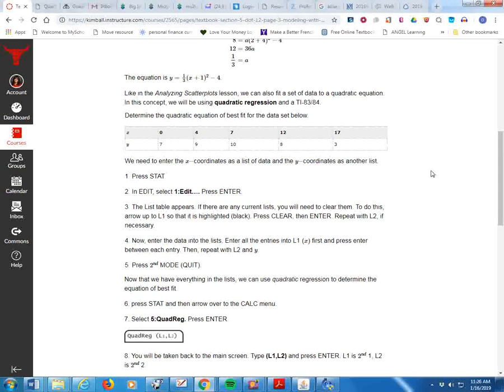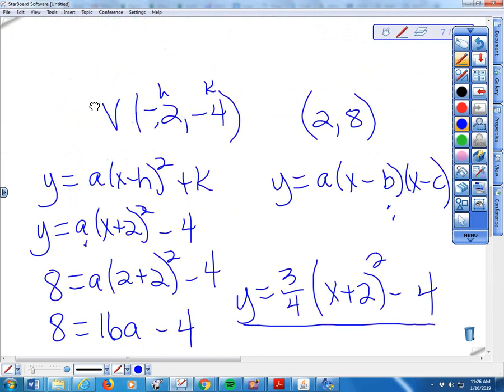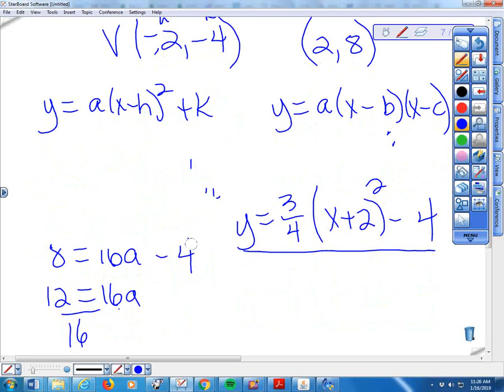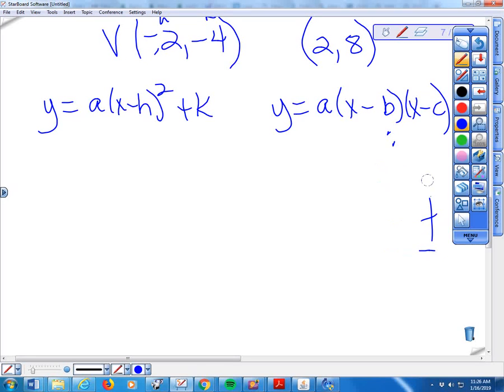Okay. The last thing I want to talk about is an example here. Sometimes they're going to give you just a couple of pieces of information and they want you to come up with what the equation for the quadratic is. If they give you the vertex and a point, you're going to use the vertex form. This is the general form for the vertex form of a quadratic. A times x minus h squared plus k.